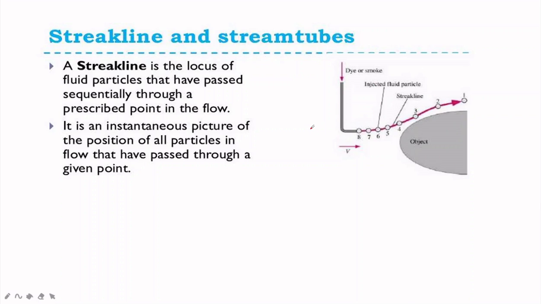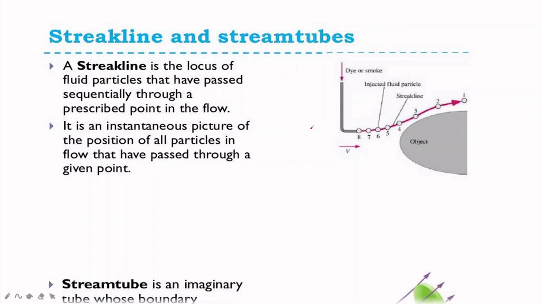A streak line is the locus of fluid particles that have passed sequentially through a prescribed point in the flow. It is an instantaneous picture of the position of all the particles in the flow that have passed through a given point. The picture which it gives is called a streak line.